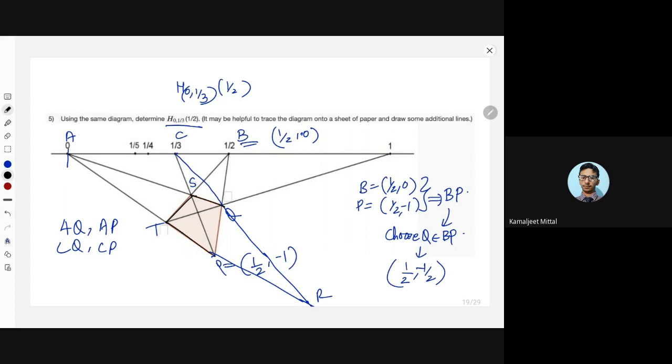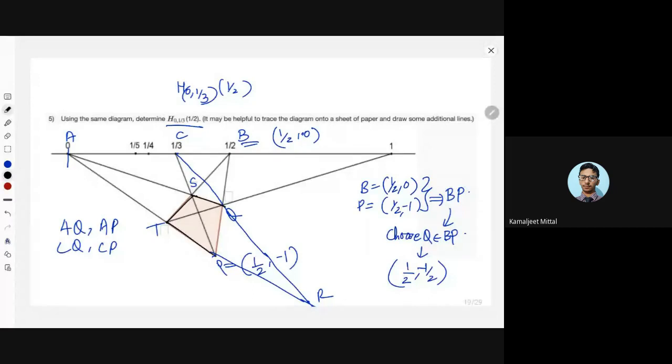Okay, so one of the diagonals is already given. You need to find out the other diagonal. So for that you need to find out the coordinate of S. And once you know the coordinate of S, you can find out the equation. And also you need to find out coordinates of S and R.